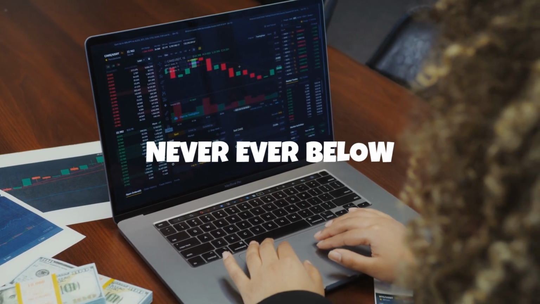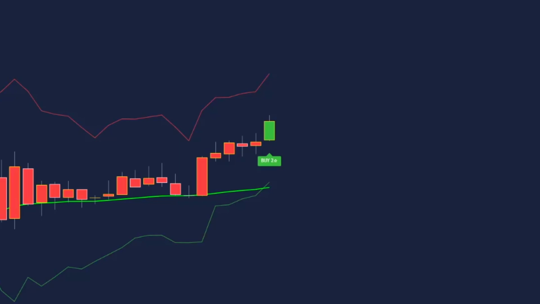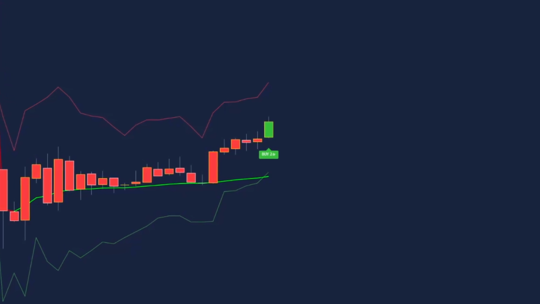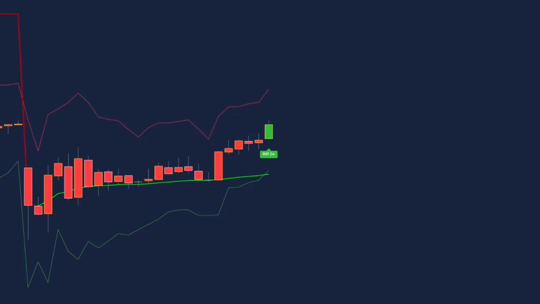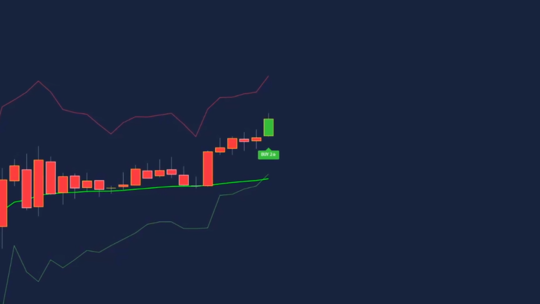and never ever below. Now, the buy label does have a star rating out of 3, and this defines the quality of the trade signal, 3 being the best. But for this strategy, we will take all stars 1, 2 and 3. 3-star trades have a higher probability, but take longer to set up. So once we have our green VWAP and price has painted the buy label, we can enter the trade.